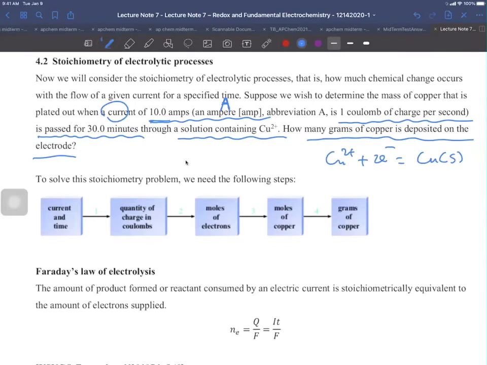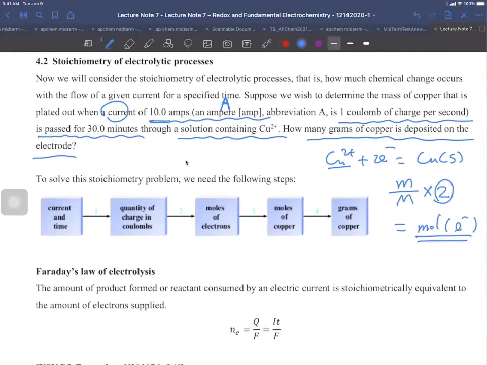So we need to convert the current, the time, and the number of electrons into the mass of copper, right? I think first we can do some calculation. If we know the mass of the copper, we can divide it by the molar mass to calculate how many moles of copper is produced. And using this, if we times 2, we can get how many moles of electrons.